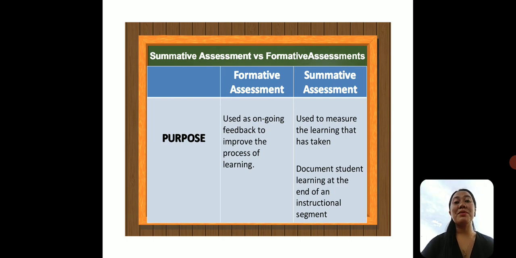So what are the differences between summative assessment and formative assessment? In terms of purpose, formative assessment is used as ongoing feedback to improve the process of learning. So formative assessment gives feedback, and through this feedback, the students will be able to improve their learning. Summative assessment is used to measure the learning that has taken place. Since summative assessment is given at the end of the unit, it measures the learning that has taken place by the student, and documents student learning at the end of an instructional segment.